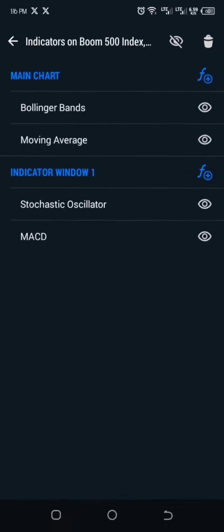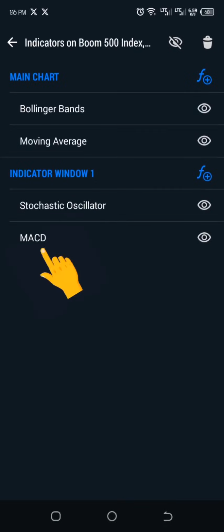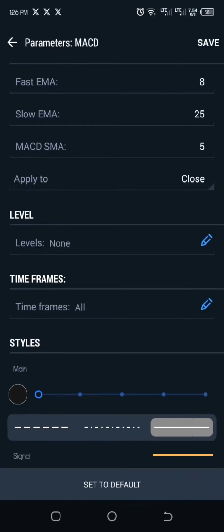Now for the last indicator but not the least, which is the MACD. You click on indicator window 1 F plus, search for MACD, and these are the parameters. The fast EMA is 8, the slow EMA is 25, the MACD SMA is 5, apply to close, and for the style use any color of your choice and click on save. We only need the signal, but the main uses a background color.